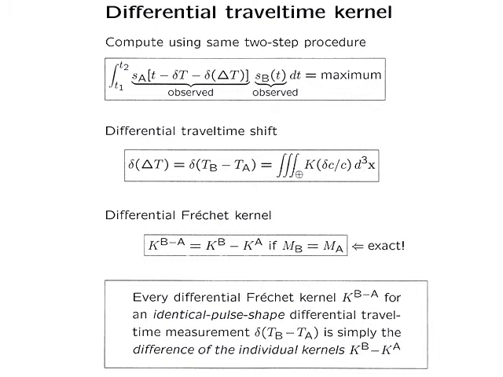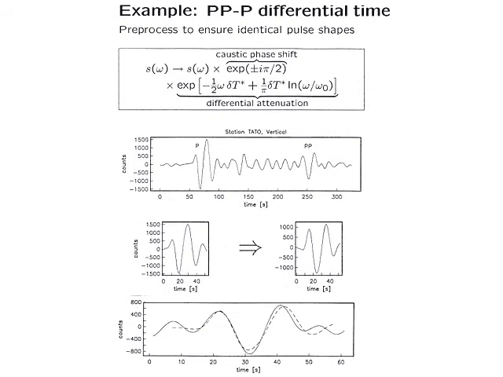Oh, yeah. There's one thing I didn't say. There's a caveat here. It says all you have to do is subtract the kernels if the pulses have the same shape. And in the case of PP and SS, they don't have the same shape. If you want to do a PP minus P differential time, then this has been pi/2 phase shifted relative to this, and you would get a lousy travel time measurement if you just cross-correlated them.